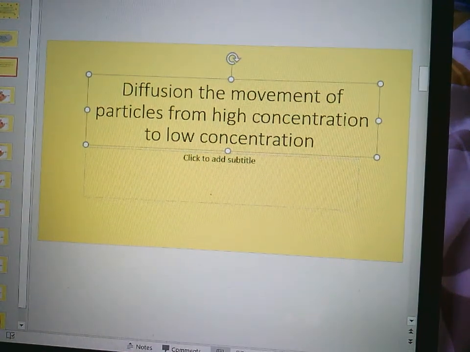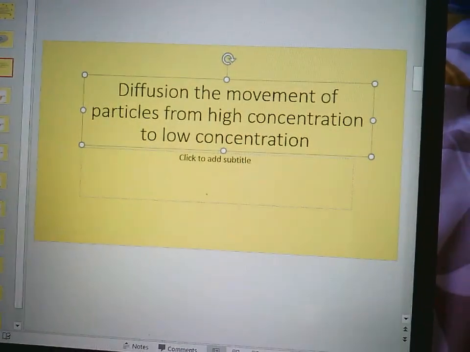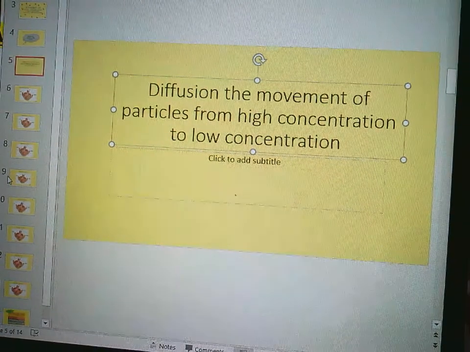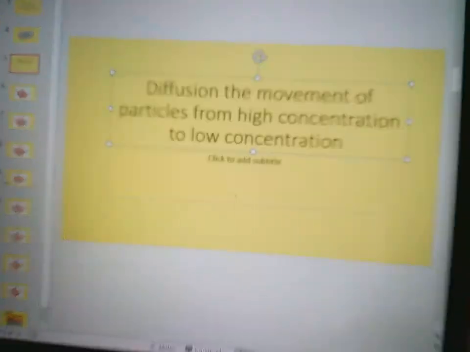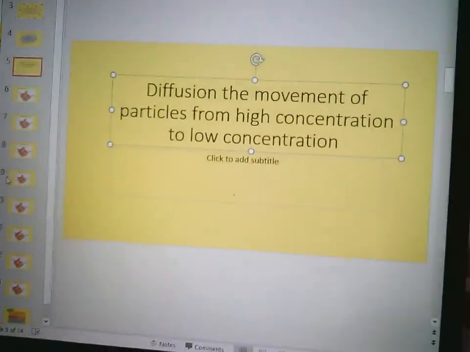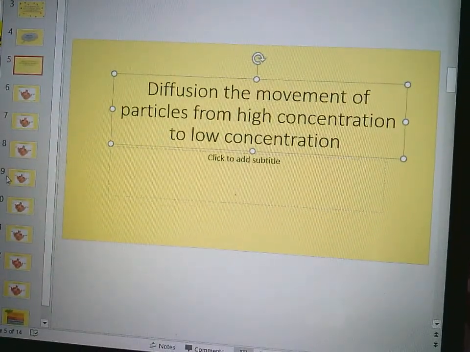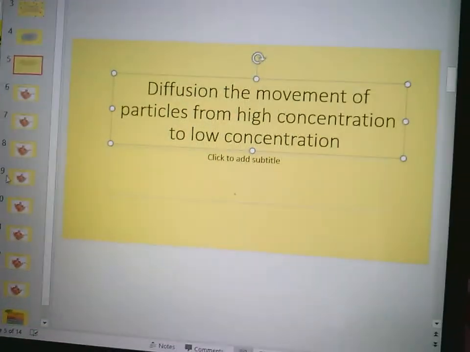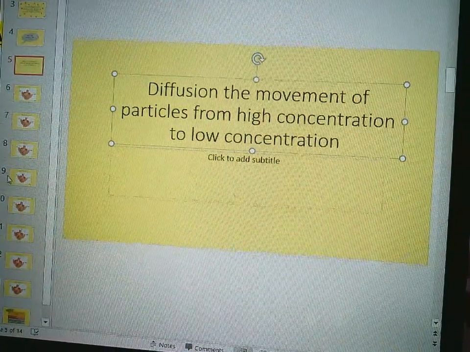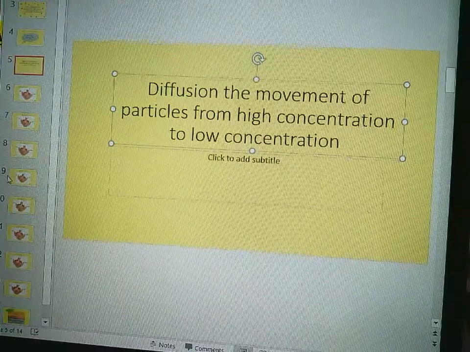Hello everyone, so talking about diffusion today and in particular with lungs. So diffusion is something you might talk about briefly when you were doing cells in either your previous class with your previous teacher, or if you've always been in my class you would have done it with me. So just as a reminder, diffusion is the movement of particles from a high concentration to a low concentration.